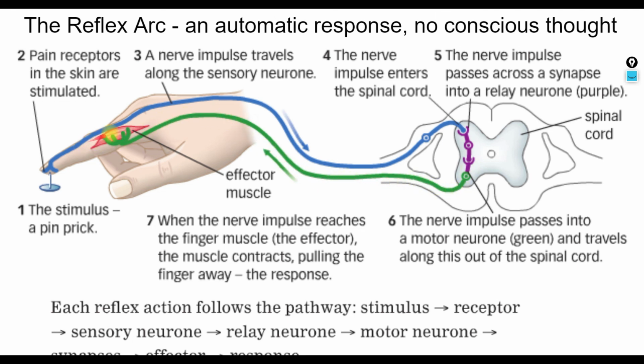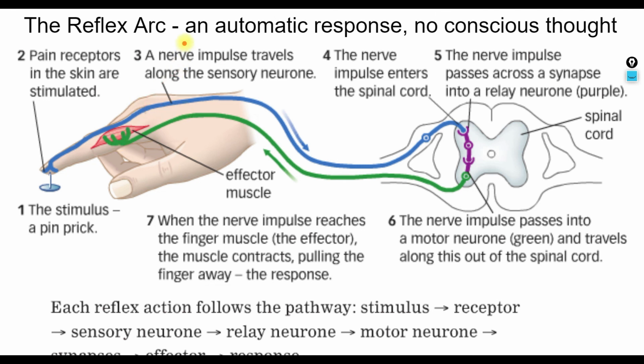It carries us all the way back to an effector, a little muscle in your fingers or maybe in your arms, and that will cause a response, and you'll pull your finger away from the sharp pin. So that's just an example of a reflex arc.